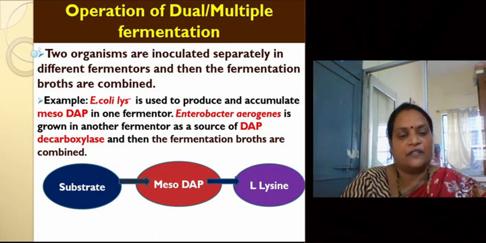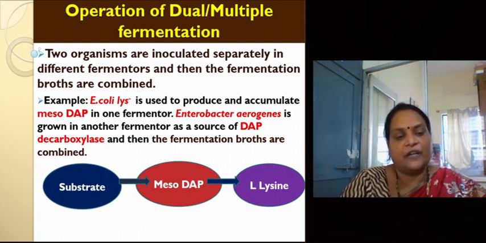Then what should be done for this? We will provide the substrate and we will allow the substrate to be converted to meso-DAP. Meso-DAP should not be converted into L-lysine, because meso-DAP in excess will not stop the production of L-lysine. But if L-lysine is in excess, it will stop its own synthesis. So here L-lysine is not produced. What is produced is meso-DAP.